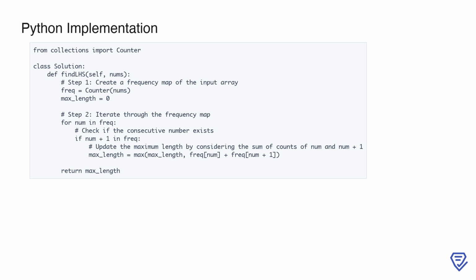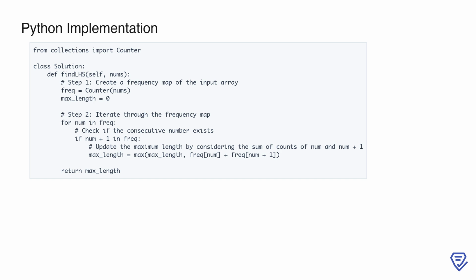6. We then update max_length with the maximum of its current value and the length of the subsequence we just calculated. 7. After iterating through all the numbers in the frequency map, we return max_length, which holds the length of the longest harmonious subsequence.